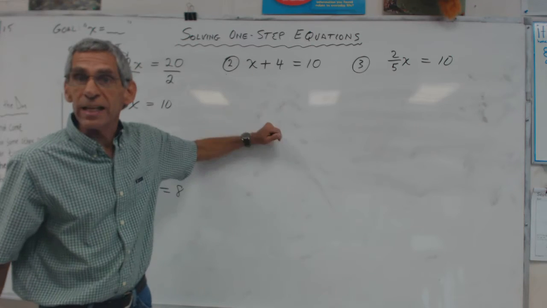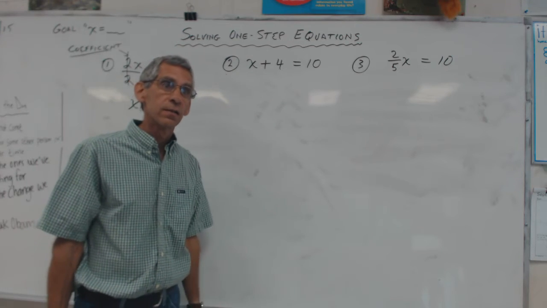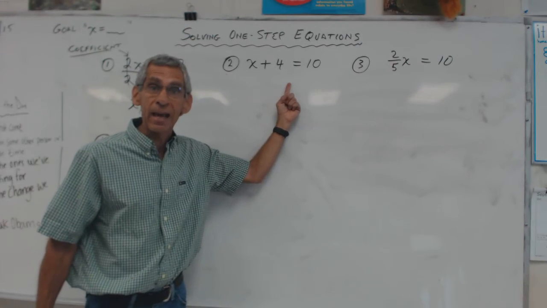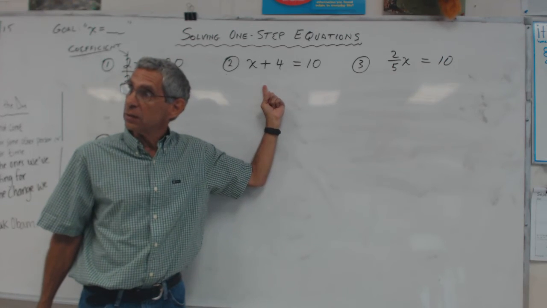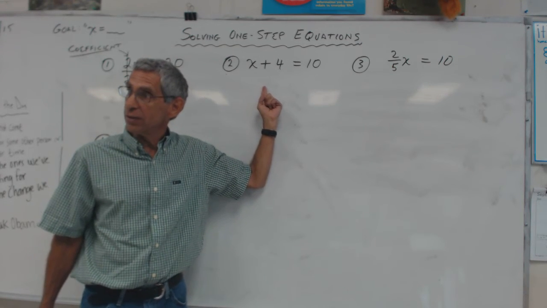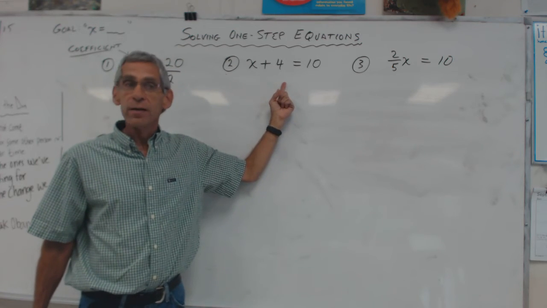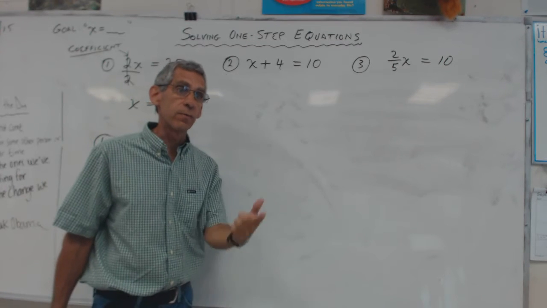X was all by itself last night. I looked at all of these and X was all by itself. And somebody came in and they added 4 to my X. It was my X. You understand? It was my X. And they added 4. So I have to undo that. So what am I going to do with it?